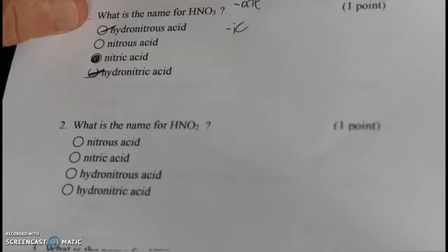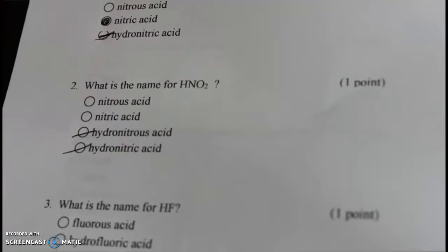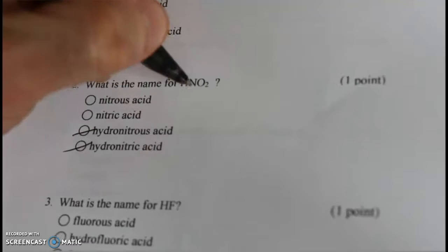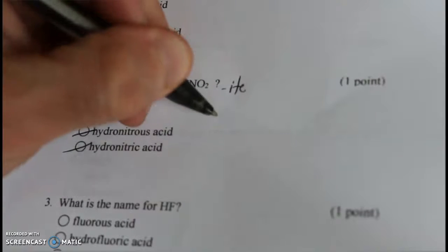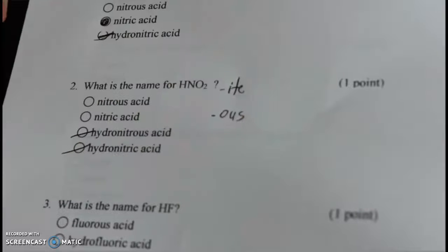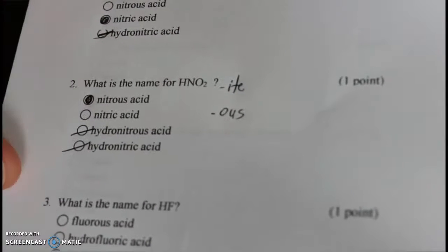Compare that to the next one down. Again, it is not binary, so I'm crossing out the hydro. Now this polyatomic ion is nitrite, ending in ITE. So that means when we name the acid, it ends in OUS. So we get nitrous acid.